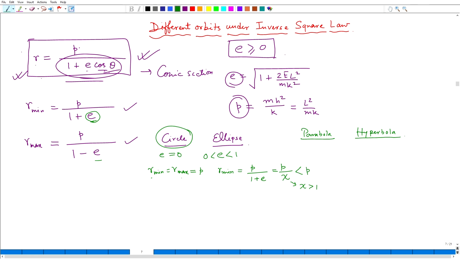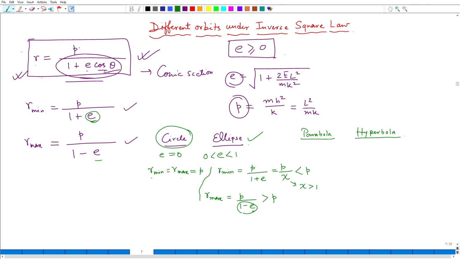Okay. Now, again R max, which is P by 1 minus E, same thing, E is positive. So 1 minus E should be less than 1, and this fraction will actually be greater than P. Okay. But both of them will be finite, and that is why you have a bounded motion, although R mean is not equal to R max.